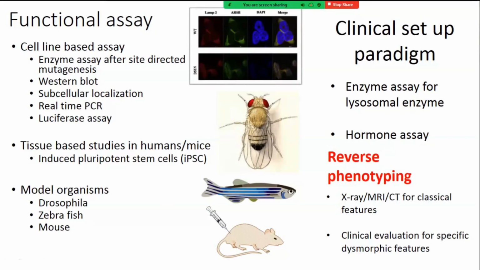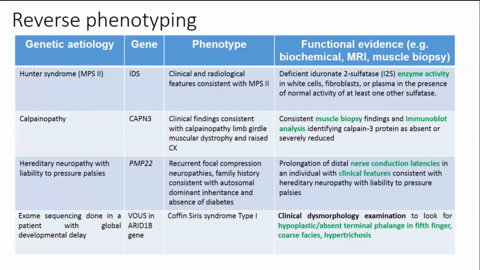So that is why I was saying that even in today's era, dysmorphology still holds some importance in those dysmorphic syndromes. Okay. So what is reverse phenotyping for different, like suppose it is a Hunter syndrome variant has been found, you will just do the enzyme activity for MPS2. If calpainopathy variant is found, you can do a muscle biopsy and an immunoblot analysis. If HNPP, PMP22 variant is found, you can do nerve conduction latency, look at the clinical feature. If you found a VOUS in a gene that is known to cause a dysmorphic syndrome like Coffin-Siris, look for all these features in the photographs that you have seen. So this is what you will do as the reverse phenotyping to look for. Now, focused way, you will look for what has been reported in that disease. You will actively look in the patient. Okay.